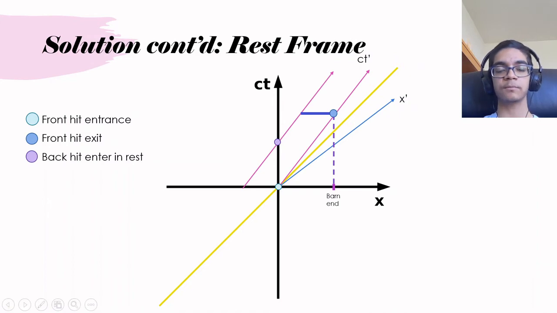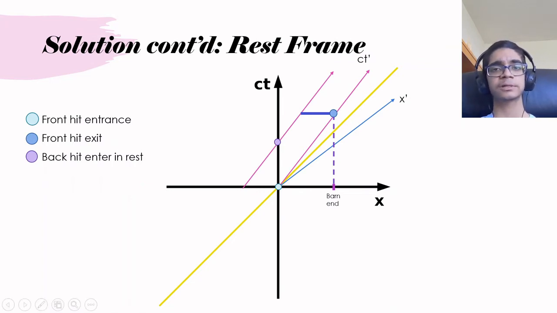And we'll move that over here and look at now where that pink line, the moved CT prime axis, or parallel to the CT prime axis, will intersect with the CT axis, aka where x equals 0. And that occurs right at this purple point here. So we can thus define that our purple point is going to be where the back of the ladder hits the entrance in the rest frame.